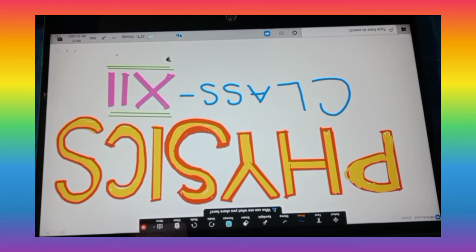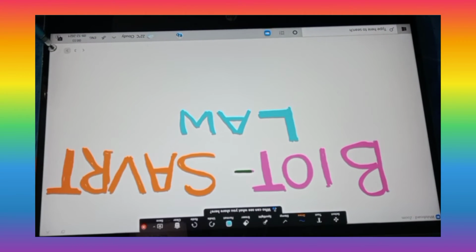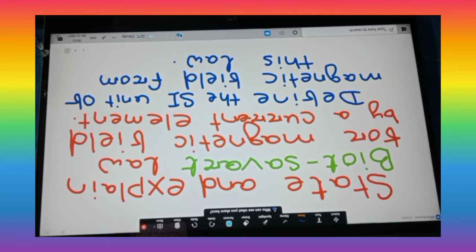Once again, welcome back to an interesting class here for you of your class 12 physics. I am discussing the chapter Magnetic Effect of Electric Current, an important derivation of the Biot-Savart law for you. Here I am going to discuss the derivation of the Biot-Savart law.